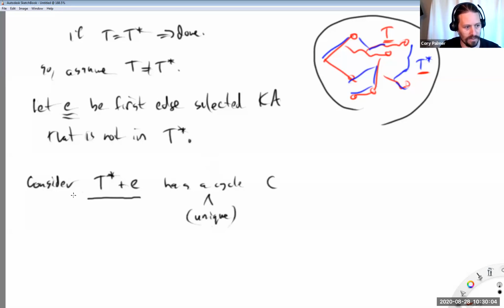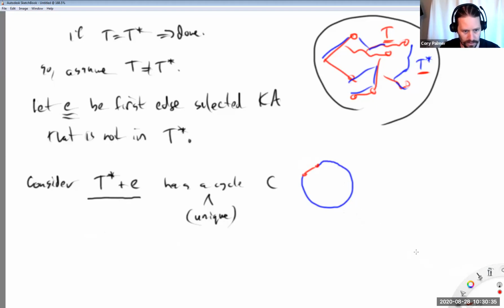cycle C, right? This graph here, like if I add one of the red edges that wasn't in the blue graph to the blue graph, I'm gonna get a cycle C. So let me even draw that here. In fact, since we're using colors here, we can do something really nice. It looks almost all blue, except for the red edge that we just added to that graph. And this is E, okay? So T star plus E has a cycle, and that's the cycle there, okay?